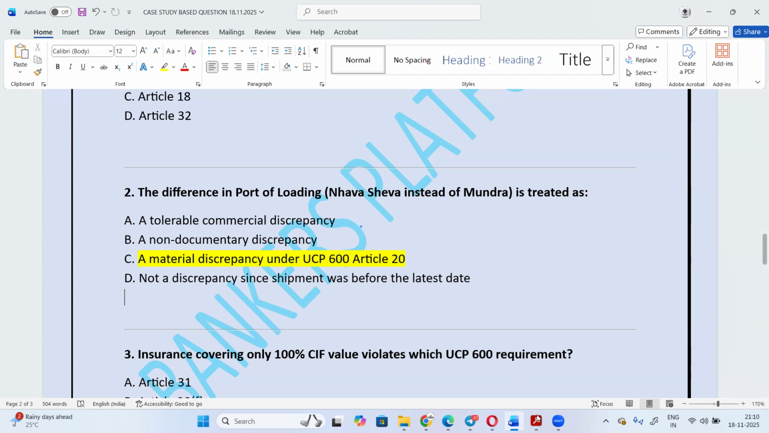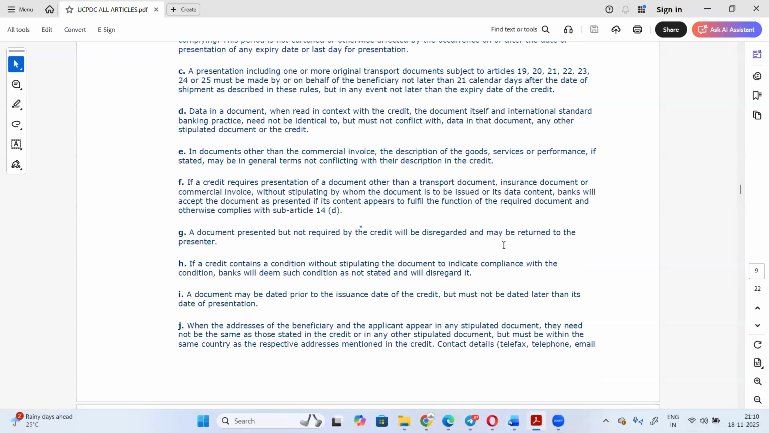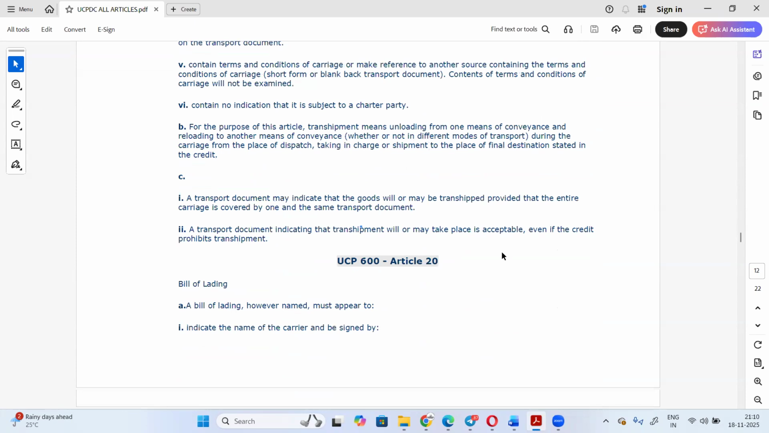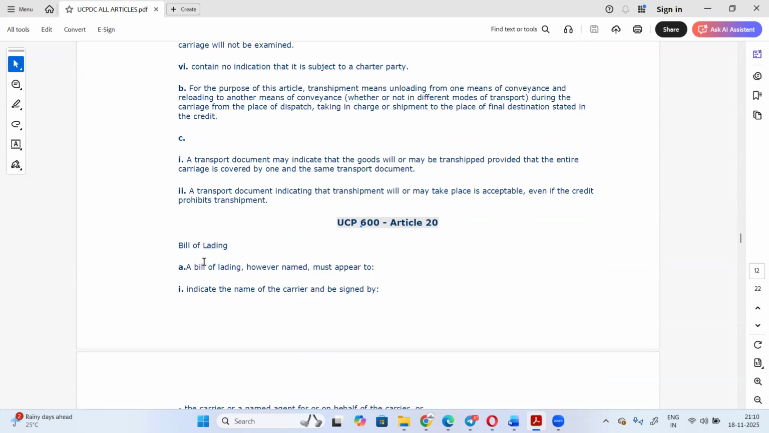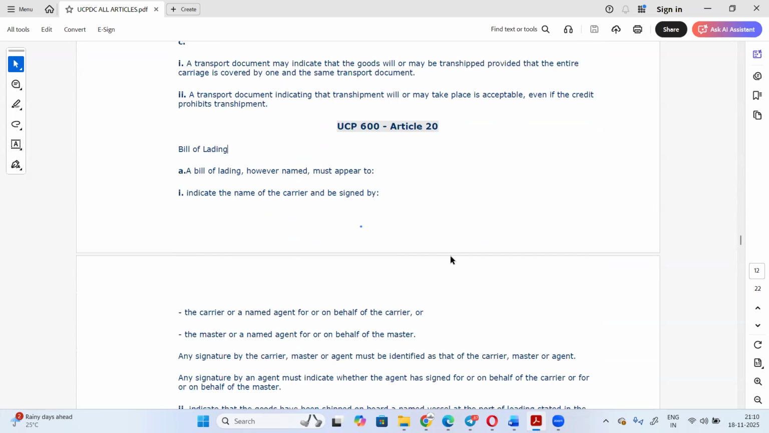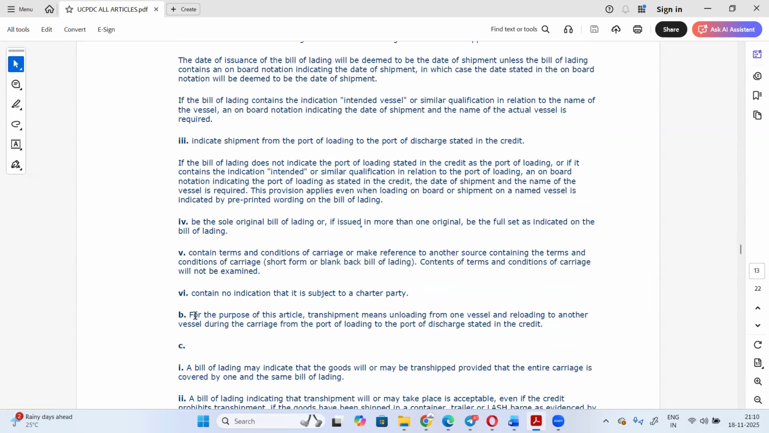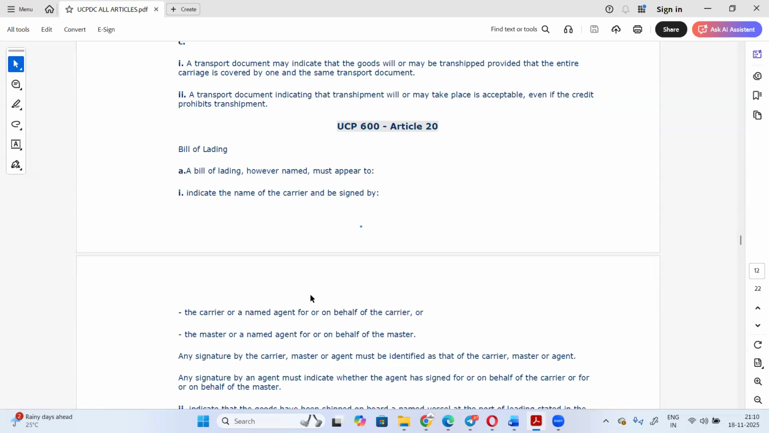Now we'll see Article 20 and what it talks about. Here is Article 20, which talks about the bill of lading. A bill of lading must appear to indicate the name of the carrier and be signed by the carrier or a named agent for or on behalf of the carrier. All these things are in A, under which there is first, second, third, fourth, fifth, sixth. Then B talks about transshipment. Here they have not asked about any subsection, only Article 20.